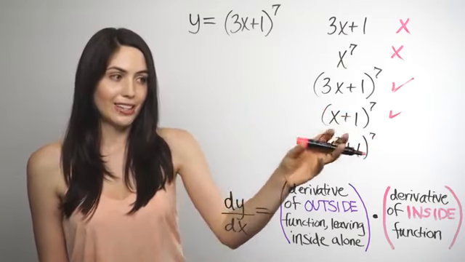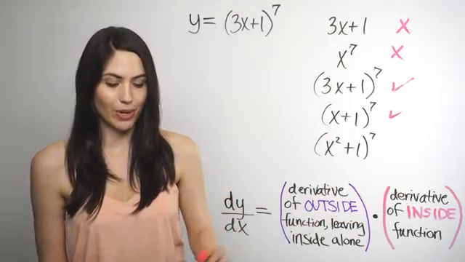And then what about x squared plus 1 all raised to the 7th power? Definitely use the chain rule. You'll get some inside derivative that is 2x, so it's important not to miss that.